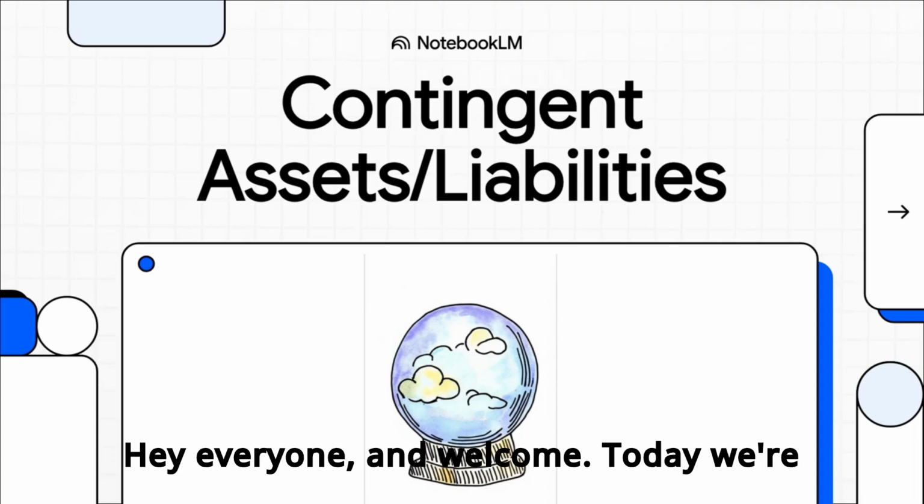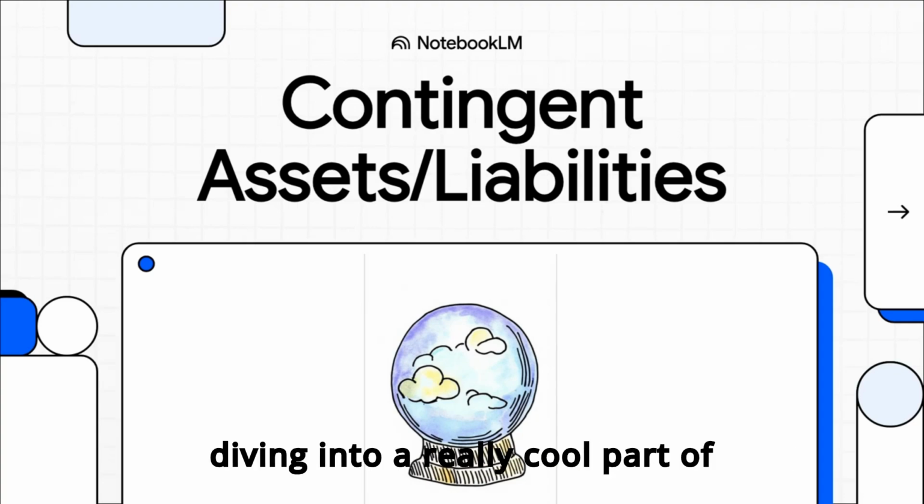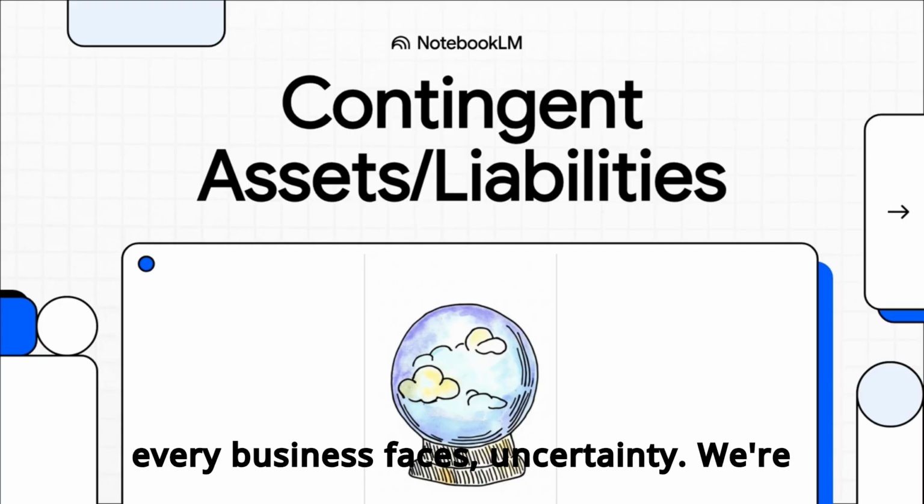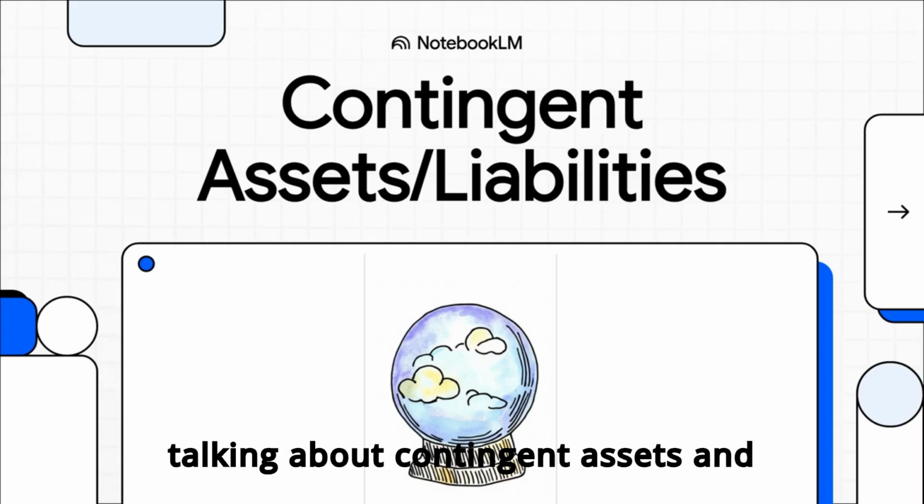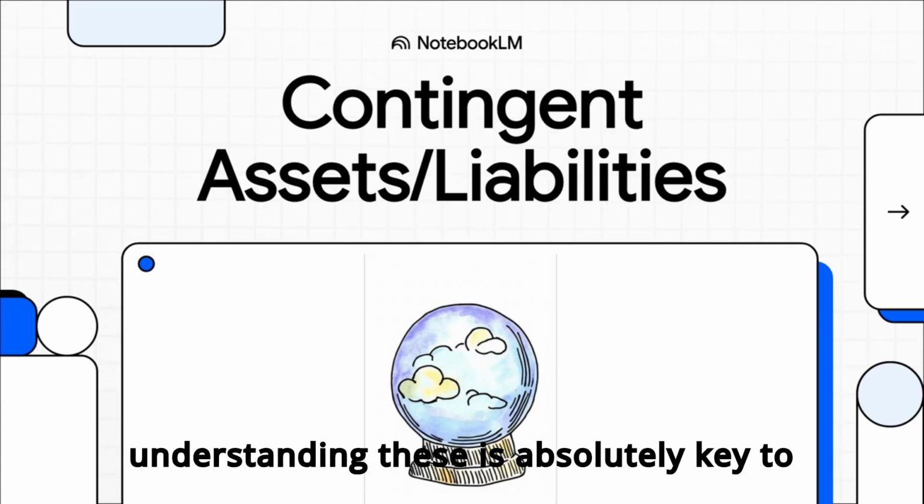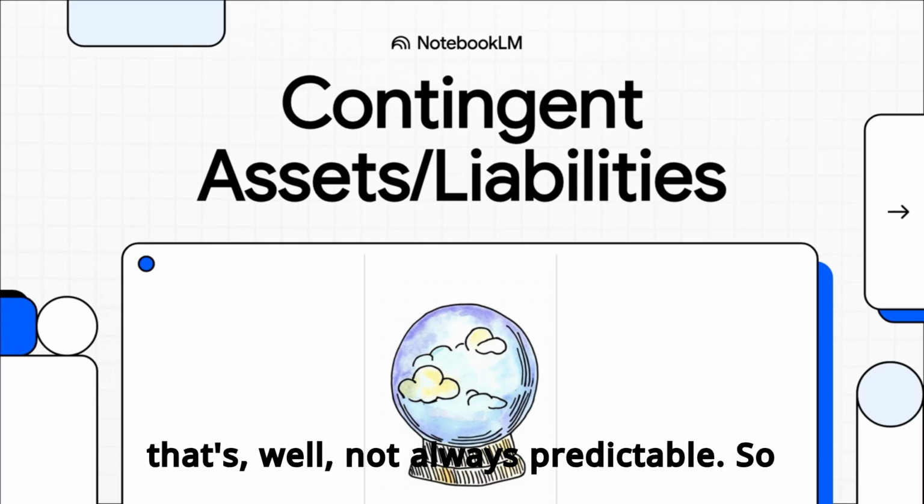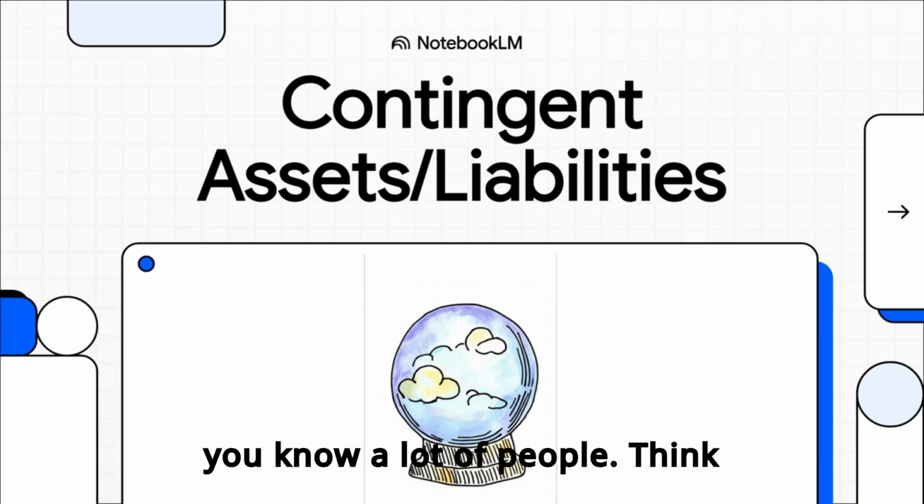Hey everyone, and welcome. Today, we're diving into a really cool part of accounting, one that deals with something every business faces: uncertainty. We're talking about contingent assets and contingent liabilities. Trust me, understanding these is absolutely key to seeing how companies prepare for a future that's, well, not always predictable.